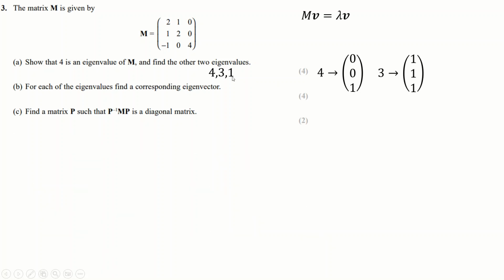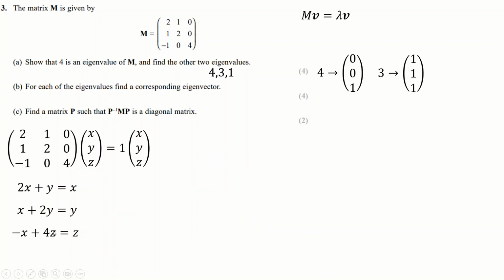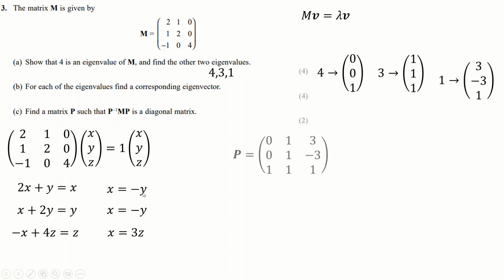Then lastly, we'll do it with 1. Exactly the same thing once again. You can simplify these a little bit by taking away x from both sides, taking away y from both sides, you get the same equations again. And taking away z from both sides, you get something slightly different. Just choose x to be 1, which makes y minus 1, and then z would be a third. But just because I couldn't be bothered to type in a third here, if you make x 3 and y minus 3, then z will be 1, and that gives you a slightly easier vector to write in PowerPoint.